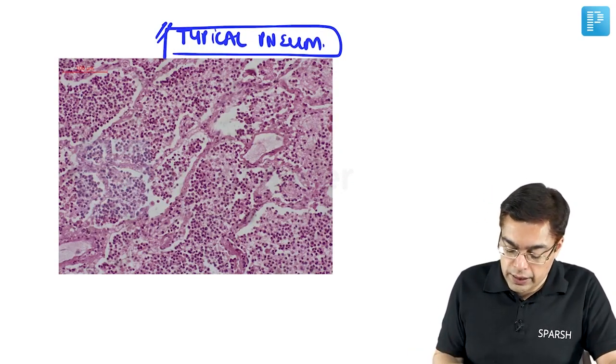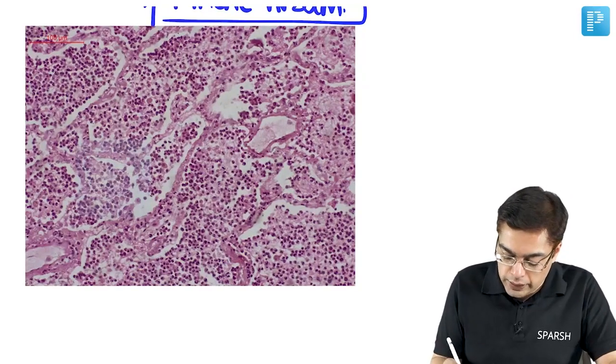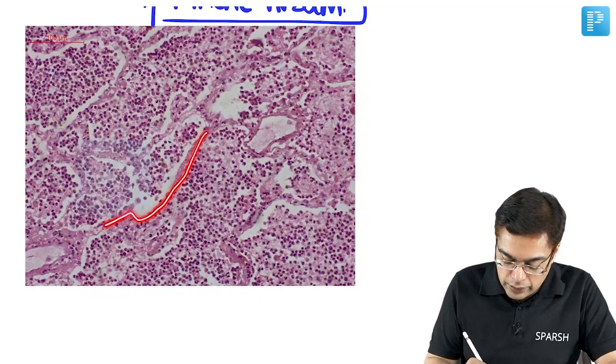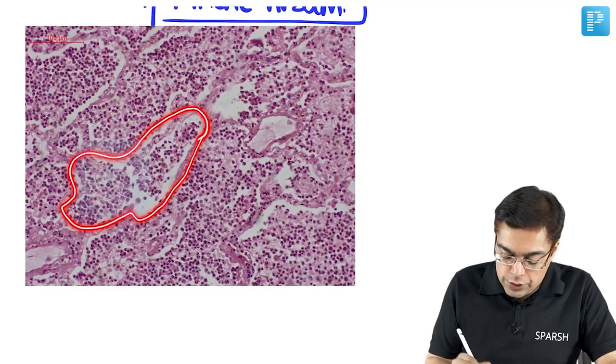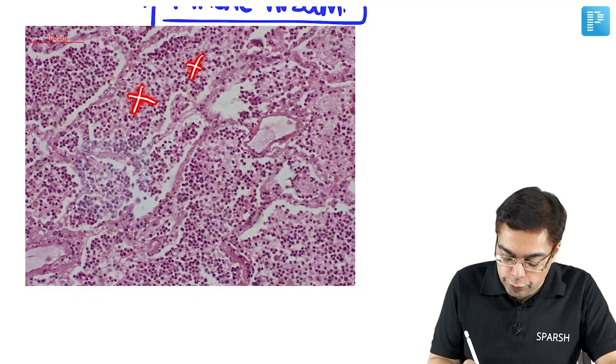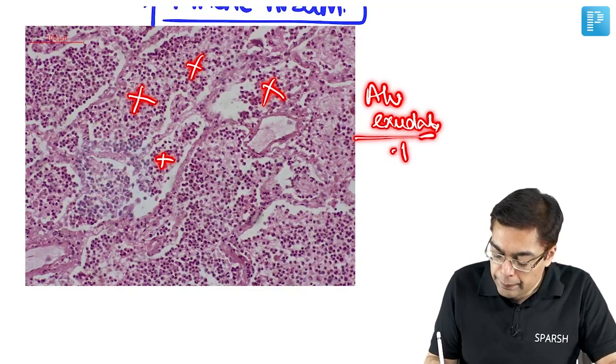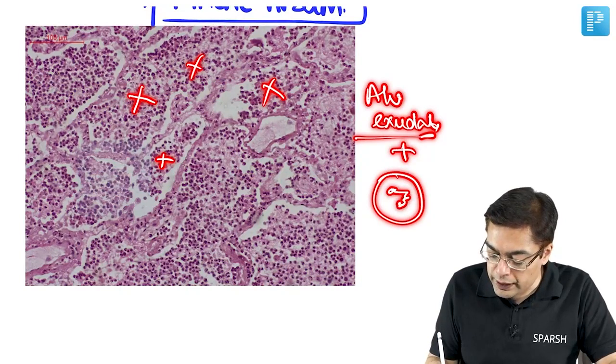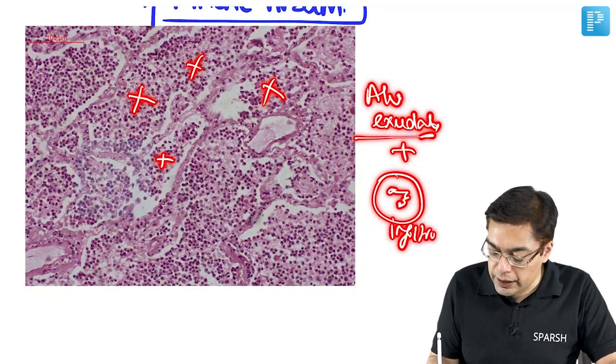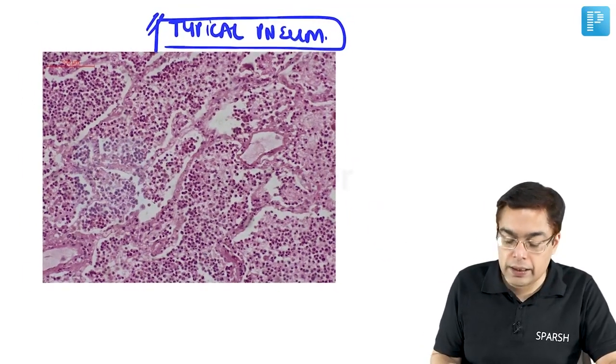But this condition is going to be characterized by the fact that if you look at the alveoli, they are going to be full of so many neutrophils. I mean, presence of alveolar exudate plus presence of neutrophilic infiltration. That is the characteristic feature that you associate with something like a typical pneumonia.